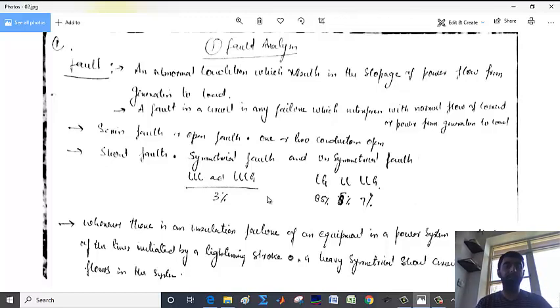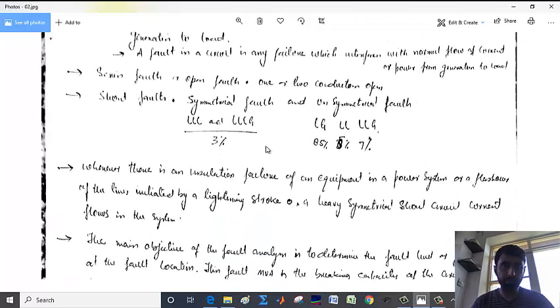A fault is nothing but an abnormal condition which results in a stoppage of power flow from generation to load. It's actually an abnormal condition, that is to be kept in mind. This is the layman type of definition, where we can say that whenever any abnormal condition occurs that results in stoppage of power, we say that it's a fault. In a proper manner, we can say that a fault in any circuit is any failure which interferes with the normal flow of the current or power from generation to load. This is again the same thing but in a proper way.